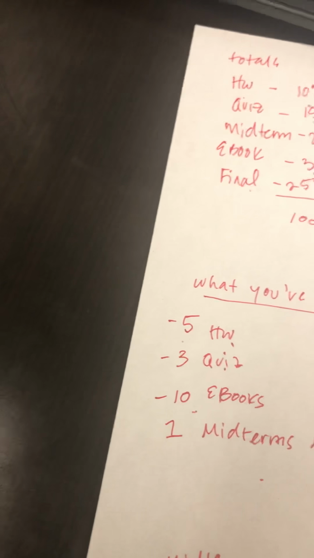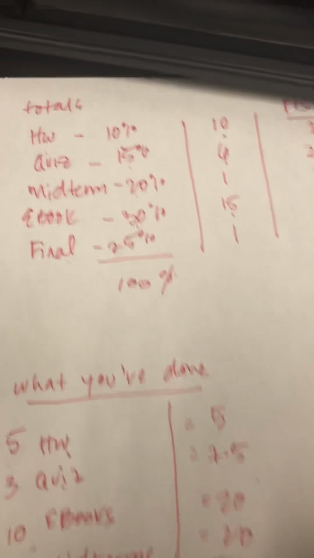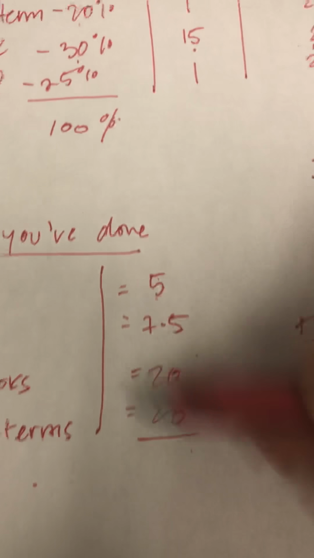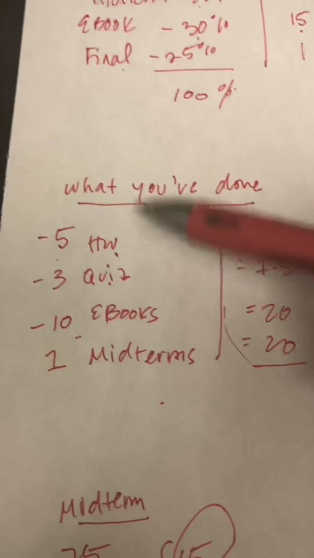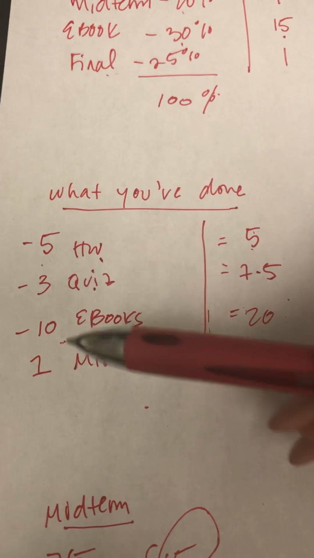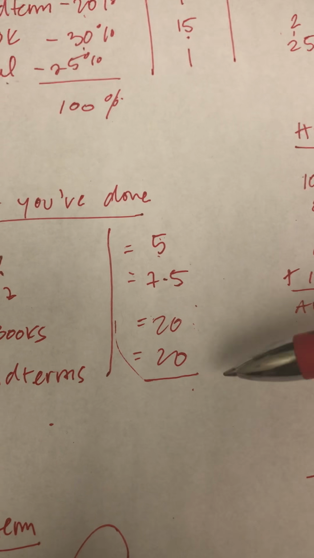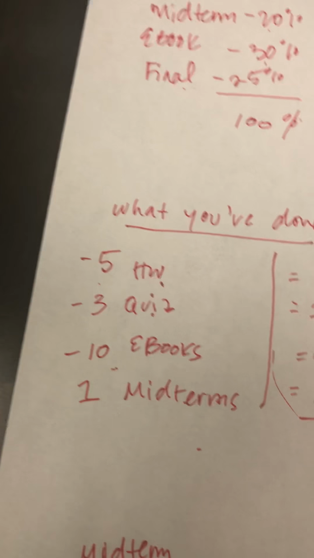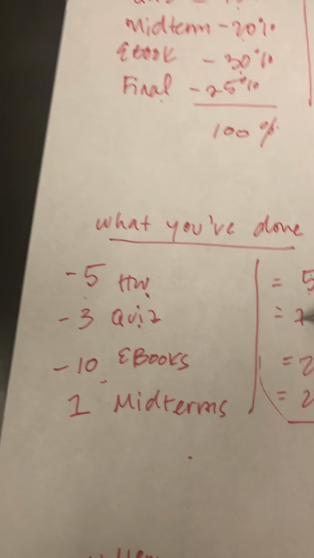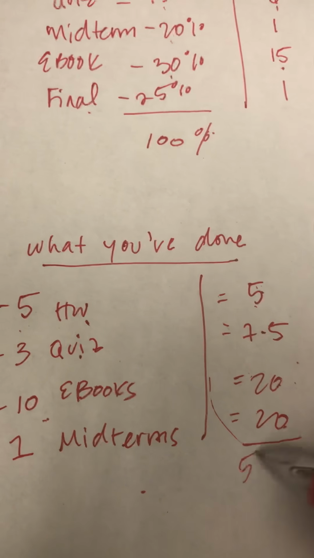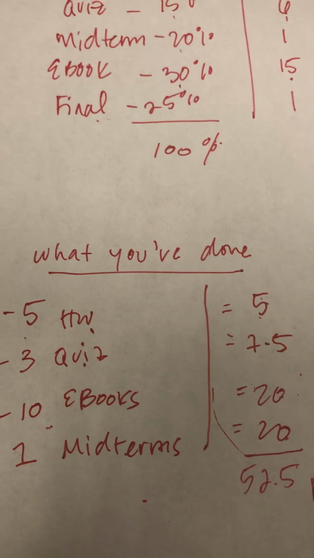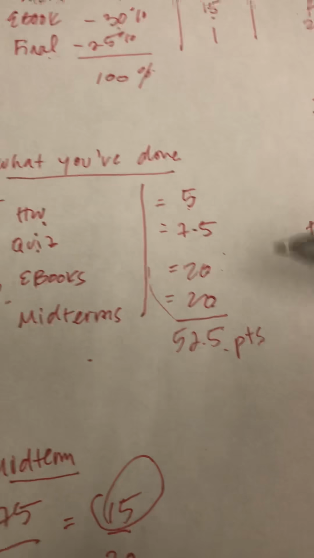Now, all you're going to do is add up these point values right here, because this is all that you've done so far. So you've done 5 homeworks, 3 quizzes, 10 ebooks, and 1 midterm. These are the possible amount of points that you can have in the class right now. So 20, 40, 5, it's going to give you 52.5. So 52.5 points total in your class so far, okay?